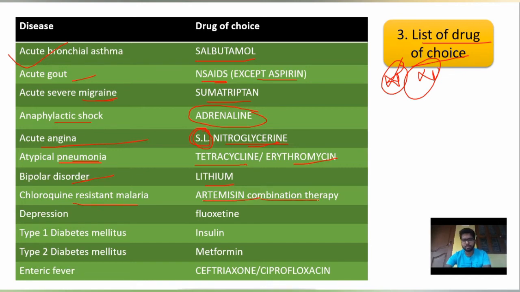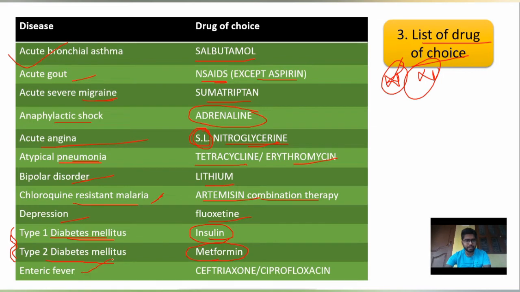Artemisinin combination therapy is generally used in case of chloroquine resistant malaria. It is very important. Then the drug of choice for depression is fluoxetine. Then coming to the next two very important drugs of choice: type 1 diabetes mellitus, insulin is the drug of choice for that particular purpose. Then type 2 diabetes mellitus, metformin is the drug of choice.